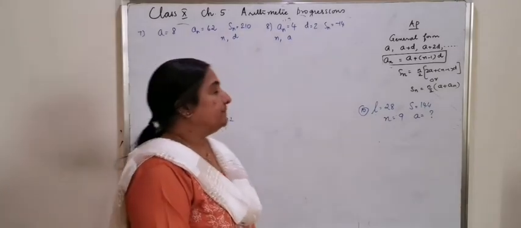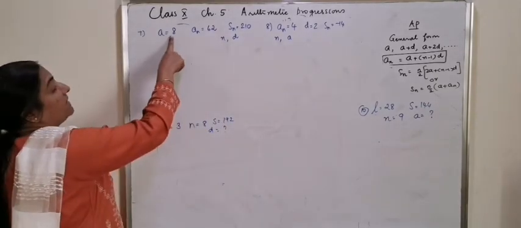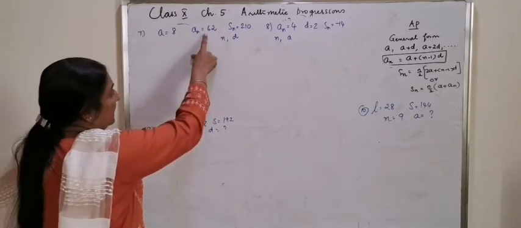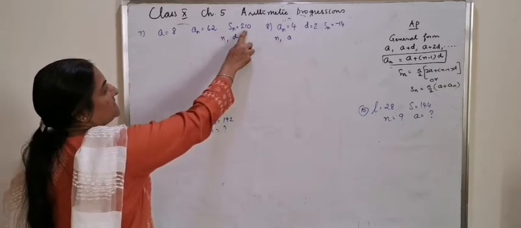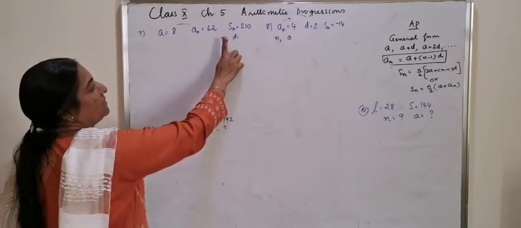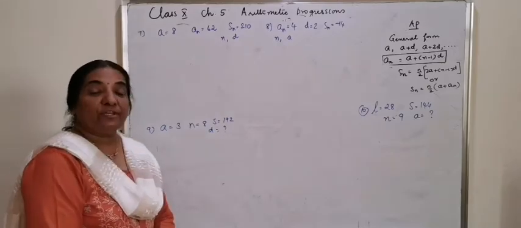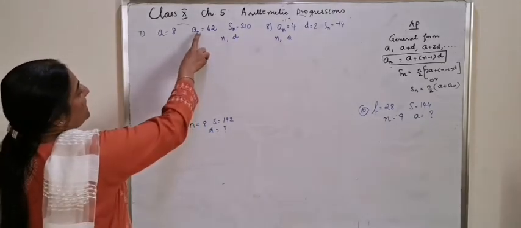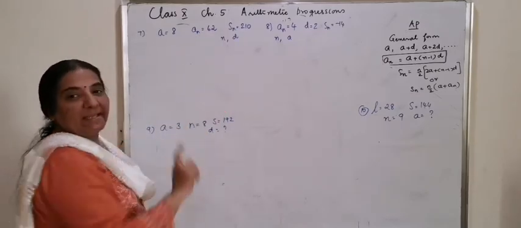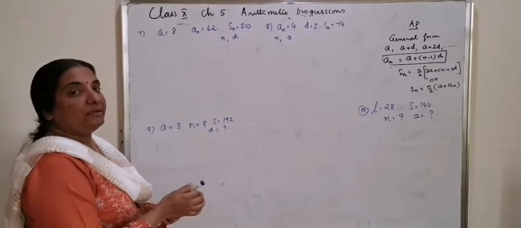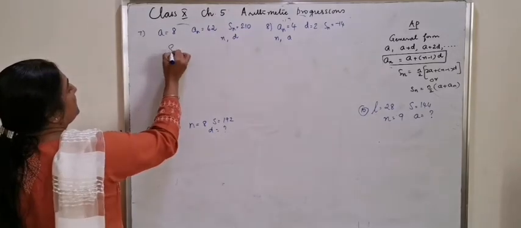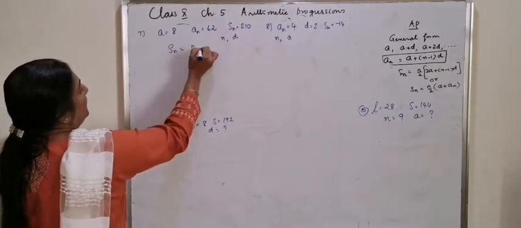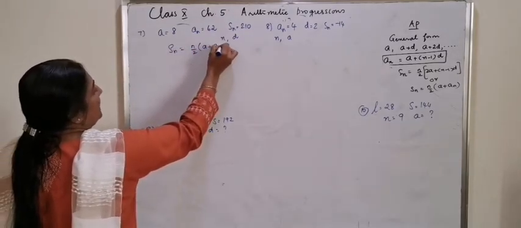Subdivision 7. a is equal to 8, an is equal to 62, Sn is equal to 210. You are supposed to find out the value of n and d. Now see, you know what is an and you know what is Sn. So what's the formula regarding that? Sn is equal to n by 2 into (a plus an).